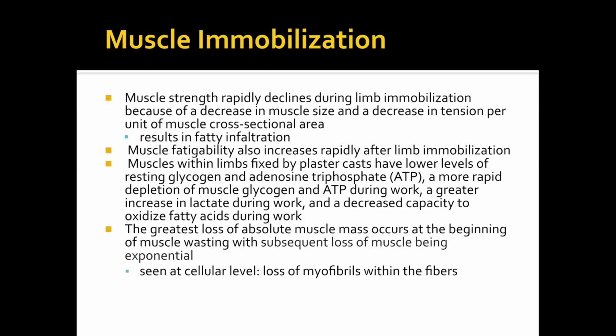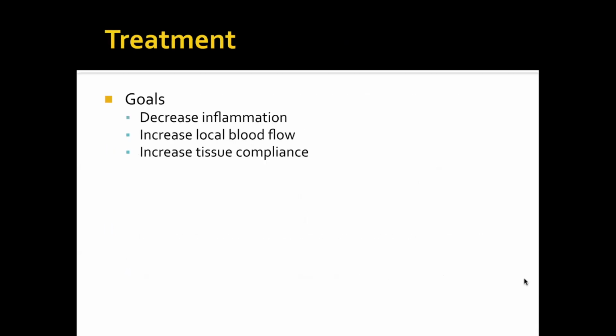So the first week of immobilization is going to be the biggest decrease, where you see the worst amount of atrophy, and then the amount slows down. And this is seen actually at the cellular level, with loss of myofibrils within the fibers. So with immobilization, whenever you're treating somebody, you want to balance that with risk of re-injury and healing. But the less you can immobilize, the less risk you have of all these negatives, as well as stiffness. So you want to get your patients moving and doing stuff.